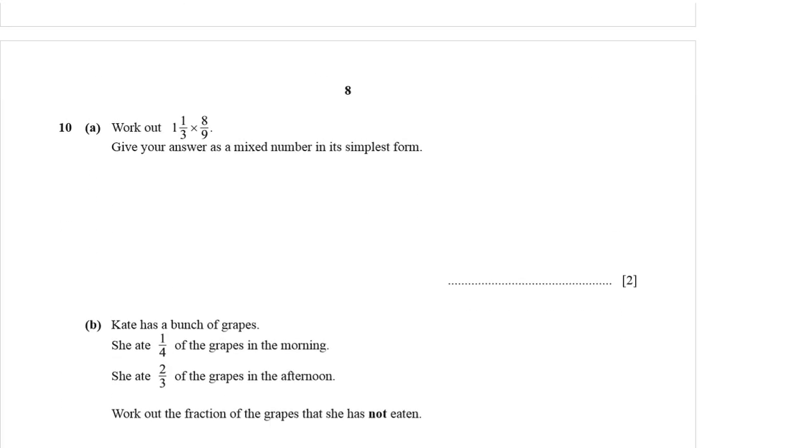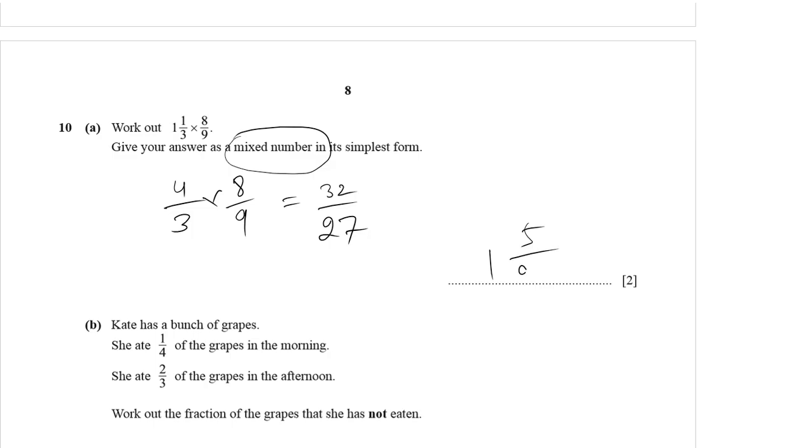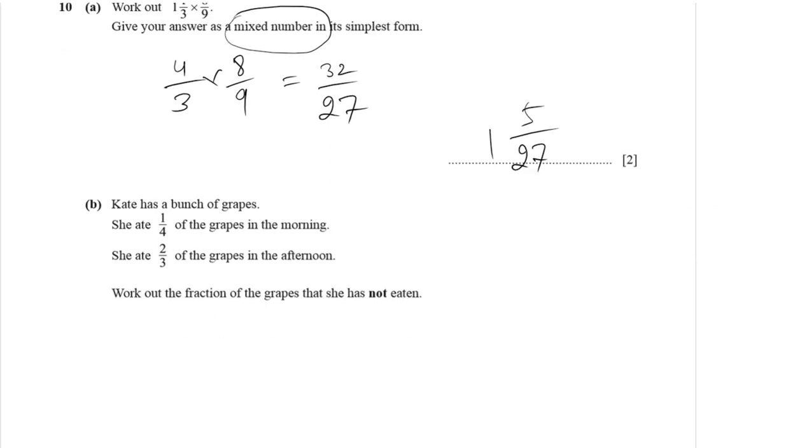Okay. In these type of question, first of all, convert the mixed number into improper. It would be 4 by 3 into 8 by 9, sorry. And we have to give the answer in mixed number. So no cancellation can be possible. 32 over 27, and answer would be 1 whole 5 by 27, which cannot be further simplified.